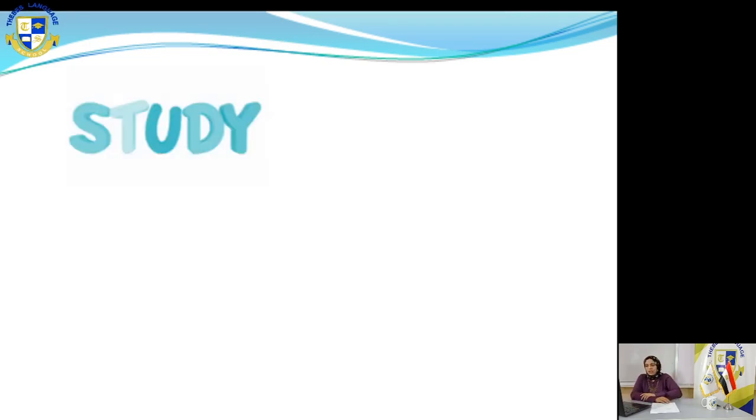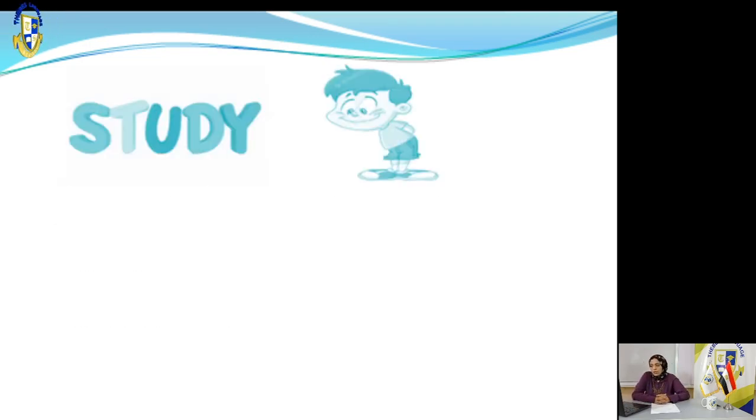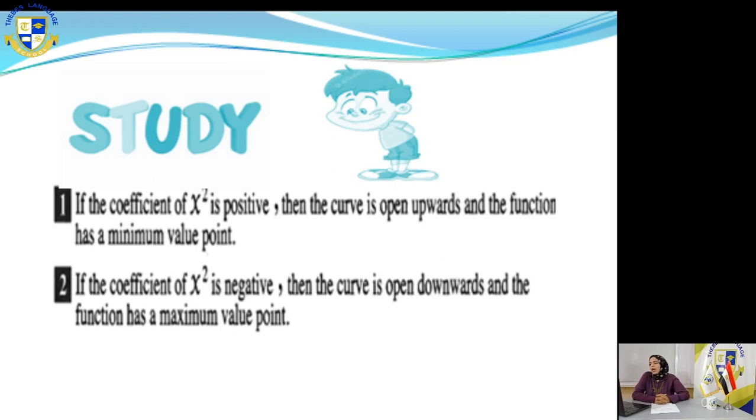Study the following. If the coefficient of x power 2 is positive, then the curve opens upward and the function has a minimum value point. If the coefficient of x power 2 is negative, then the curve opens downward and the function has a maximum value. Let's move to slide number 10.